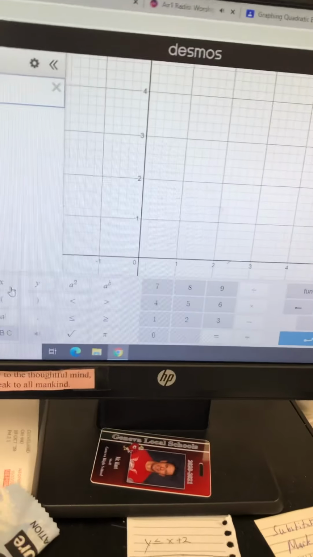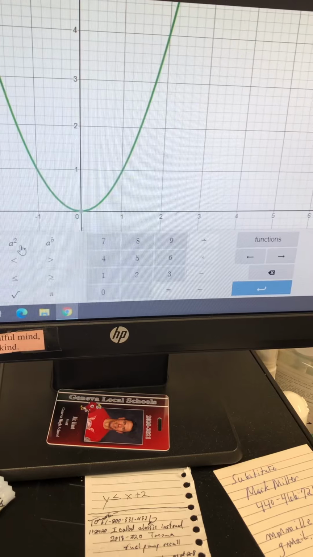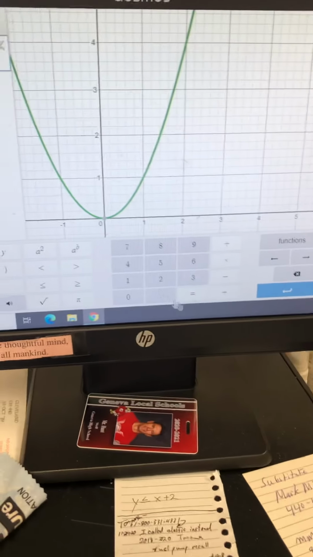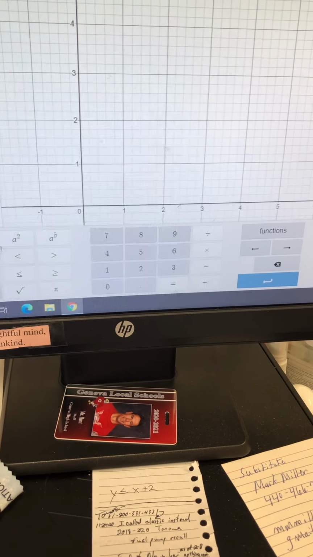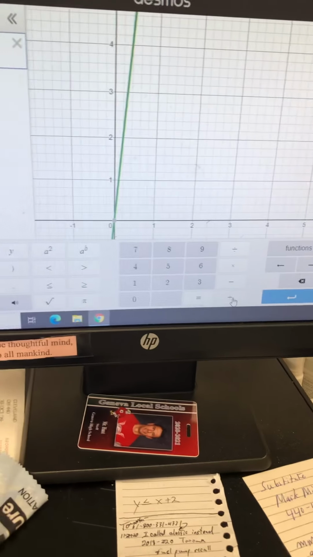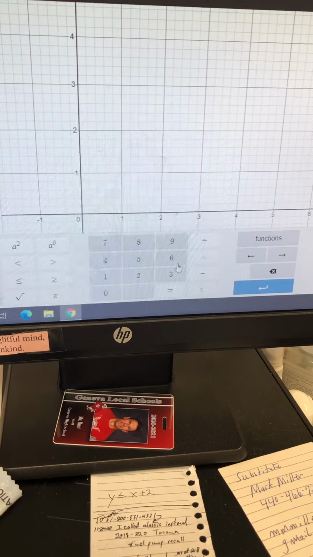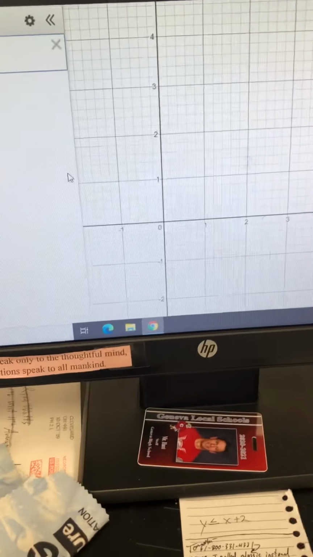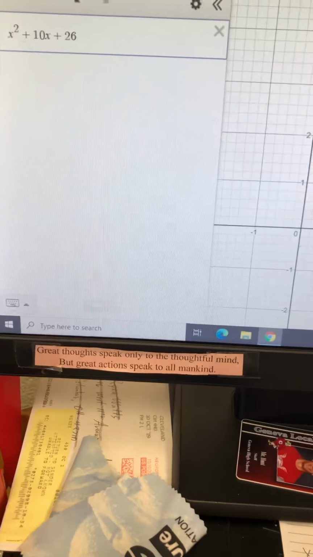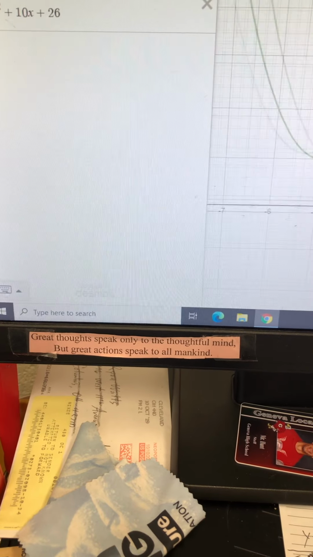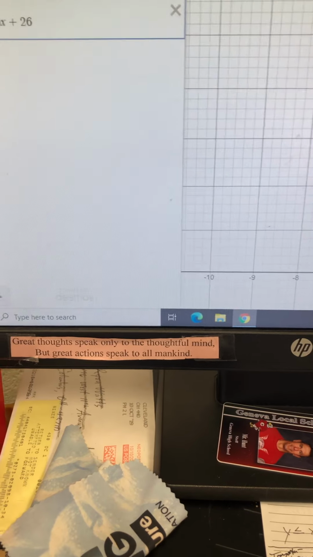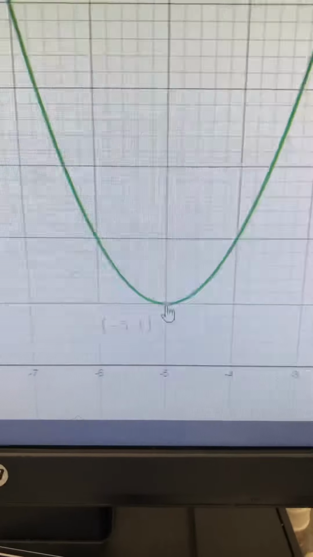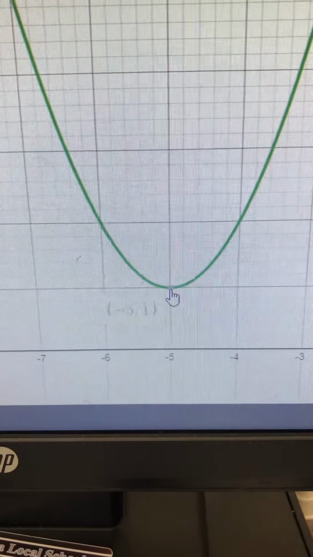We don't need to put the y equals, we could just put x squared. You could put the y equals, it's not going to change anything. Plus 10x, and then plus the 26. Okay, right here, if I click on the problem again, here is my vertex, -5, 1. So that's my vertex.